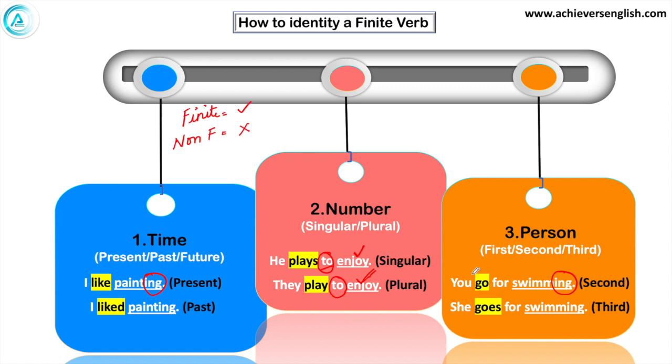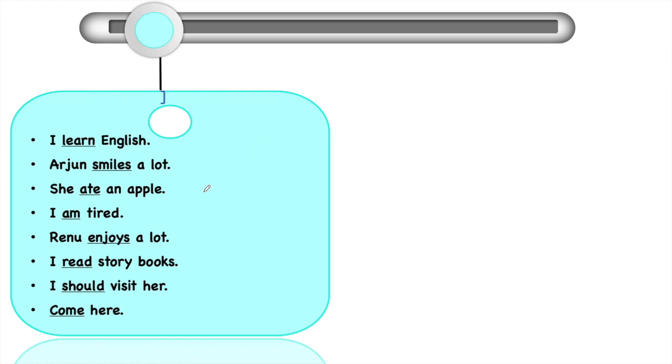Now let us see some examples of both of them. So here some sentences are given. I learn English. If you put he here, then it will be learns, because according to the present indefinite tense, we put s with a third person singular subject. He learns English. But if I am writing I, then it will be learn. It means this is a finite verb.